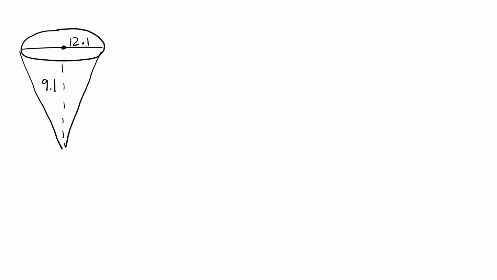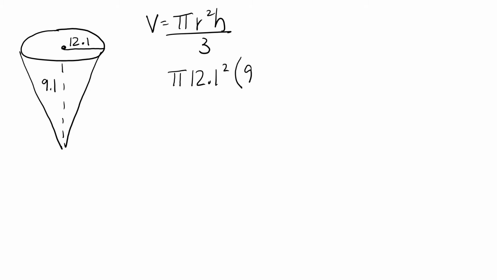For our second problem, we have a cone that has a radius of 12.1 and it has a height of 9.1. We use our formula pi r squared h divided by 3. We plug in the radius 12.1 and our height 9.1.